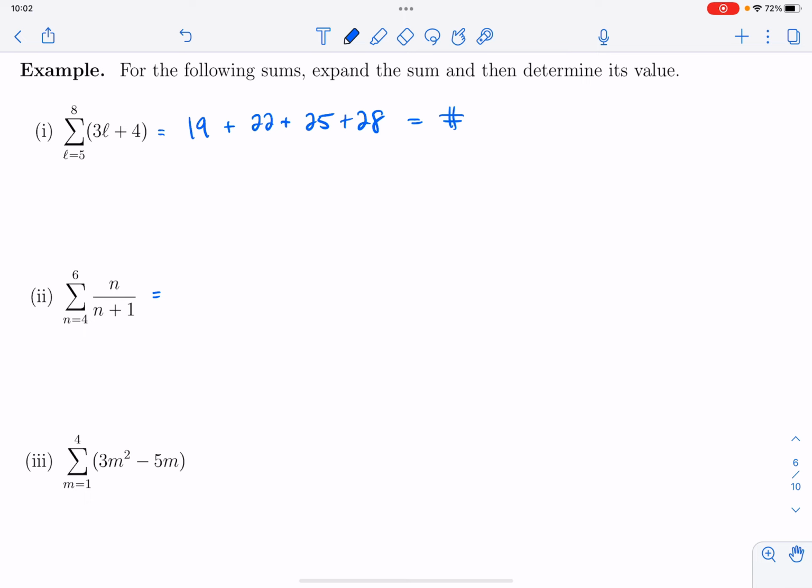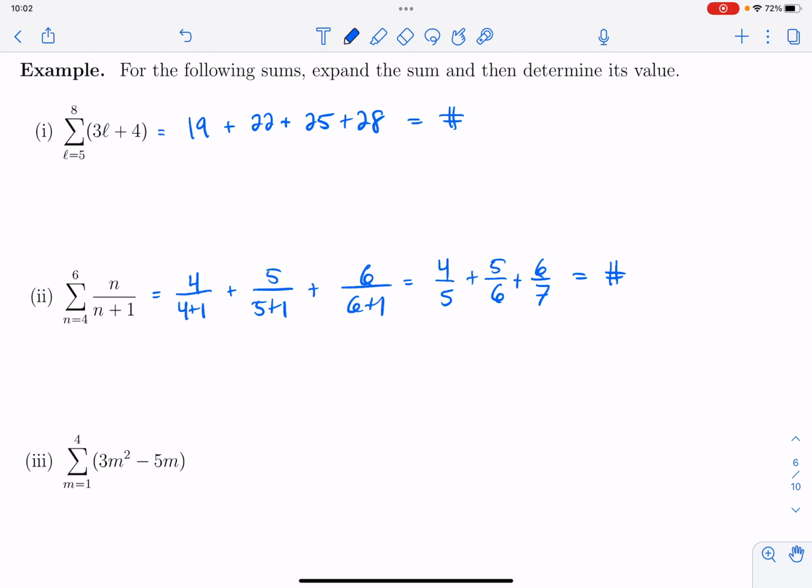Similarly, this one down here, if I plug in 4, I'll get 4 over 4 plus 1, plus 5 over 5 plus 1, plus 6 over 6 plus 1, which in this case is 4/5 plus 5/6 plus 6/7, which again is going to be some sort of a number. And you can tell immediately that unpacking sigma notation is way easier than creating sigma notation, but we have to be able to do both.